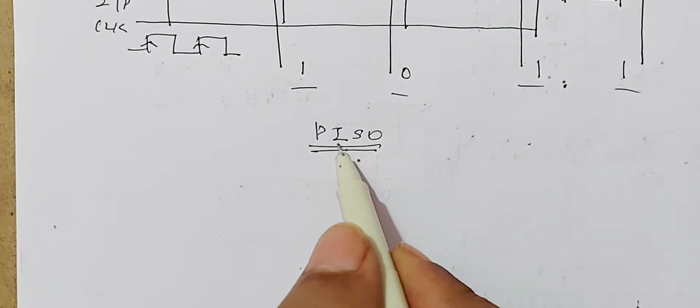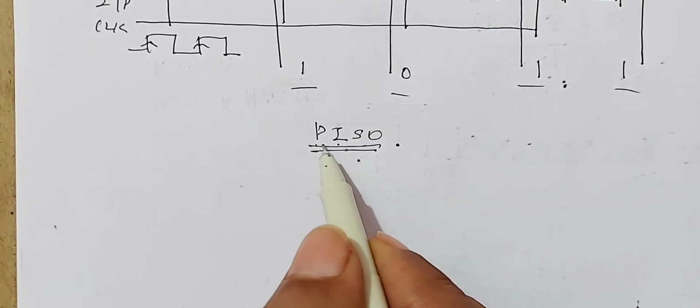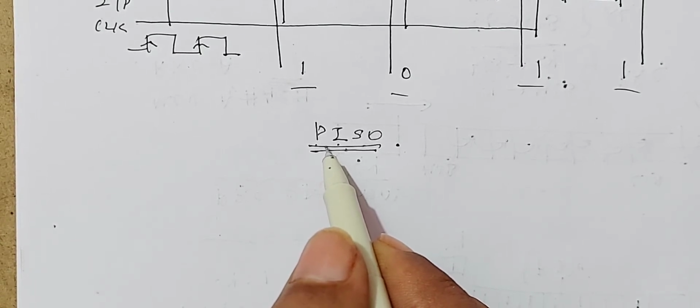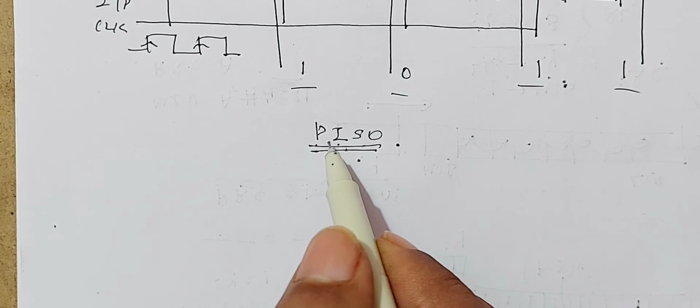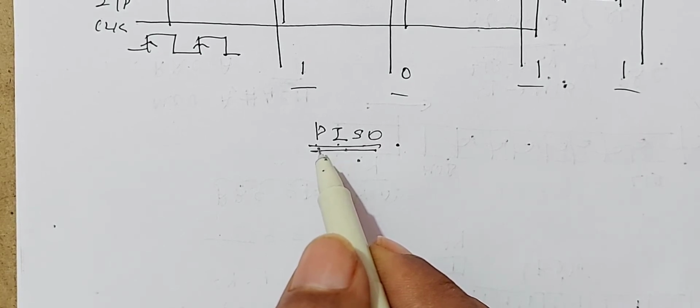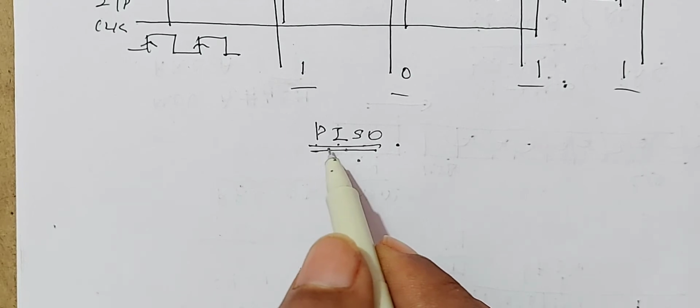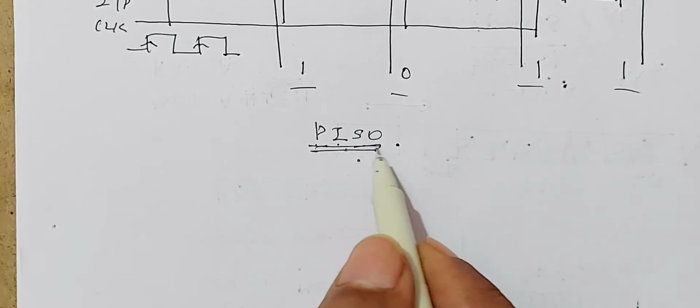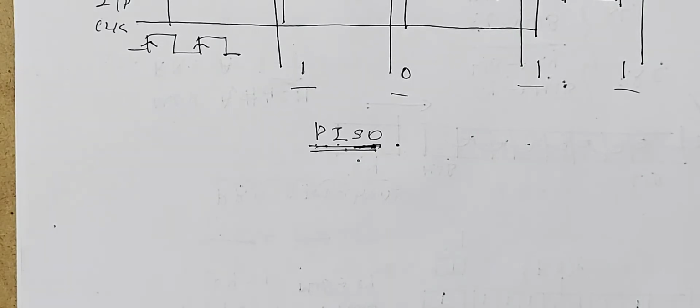In this parallel in, serial out, you are applying input parallelly, that is, you are applying input simultaneously. When you apply the input, all the input must appear as the input for all the D flip-flops, because it is parallel in. Therefore, the input applied must appear simultaneously to all the flip-flops. But you have to take the output bit by bit, one by one, because it is serial out. So serial means taking the output bit by bit.